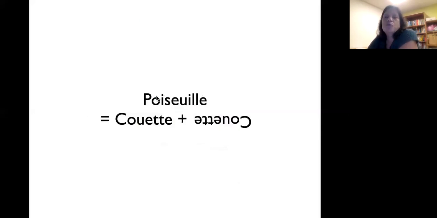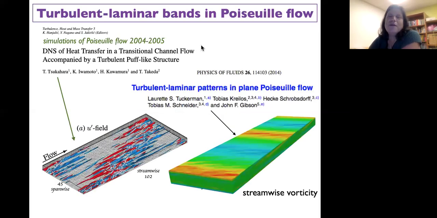Okay, so that was aspect number one, mean flow. Aspect number two: Poiseuille flow is Couette flow plus upside-down Couette flow. Let me tell you more about that. Bands appear also in Poiseuille flow. Here are visualizations of Poiseuille flow where you also see these turbulent bands. The first were carried out by Tuckerman in Japan in 2004-2005.